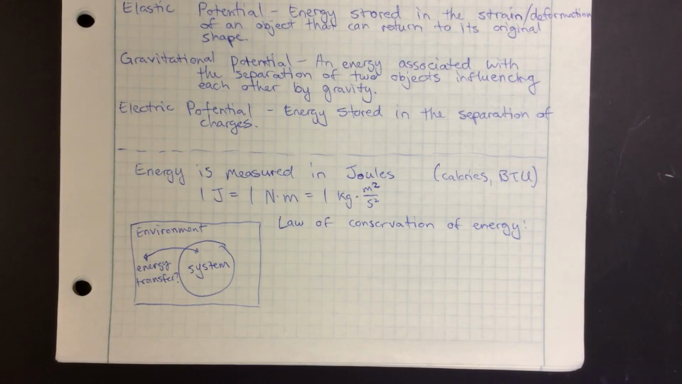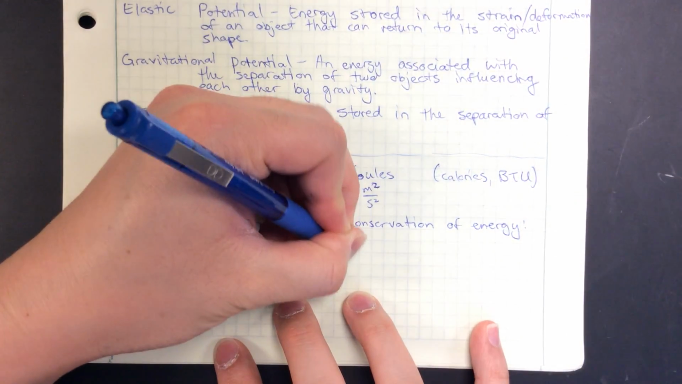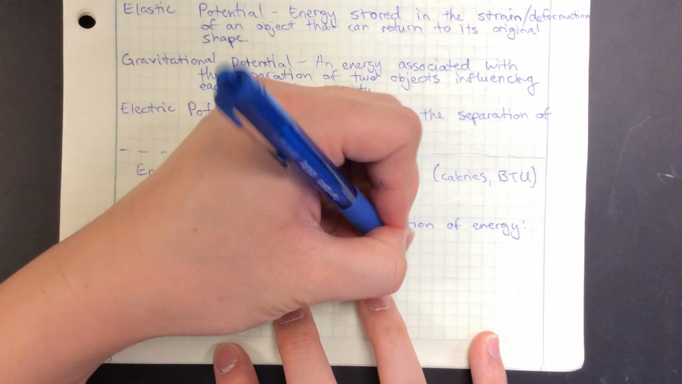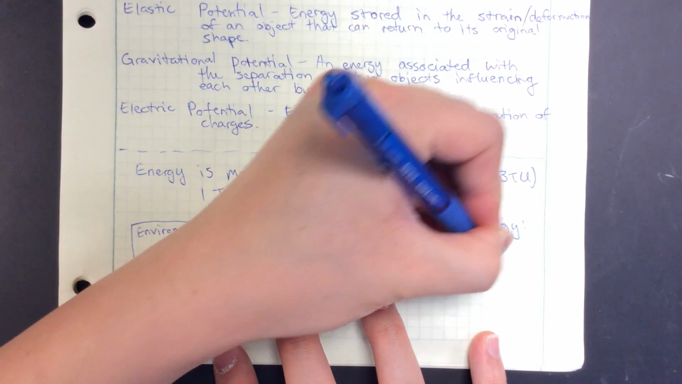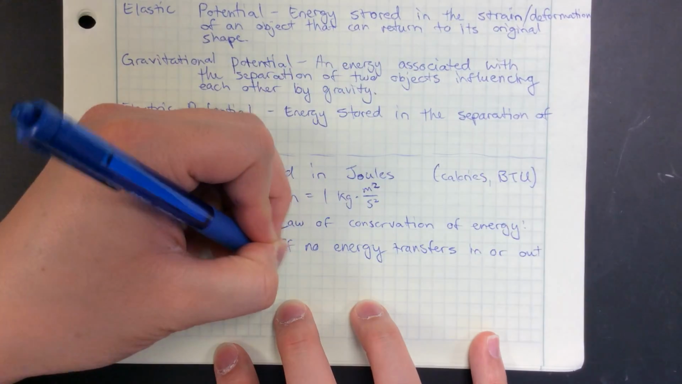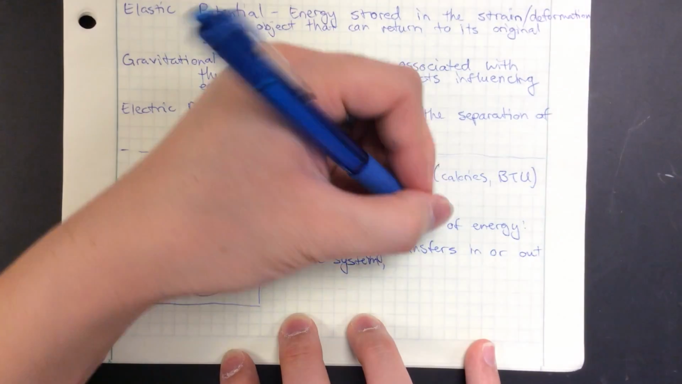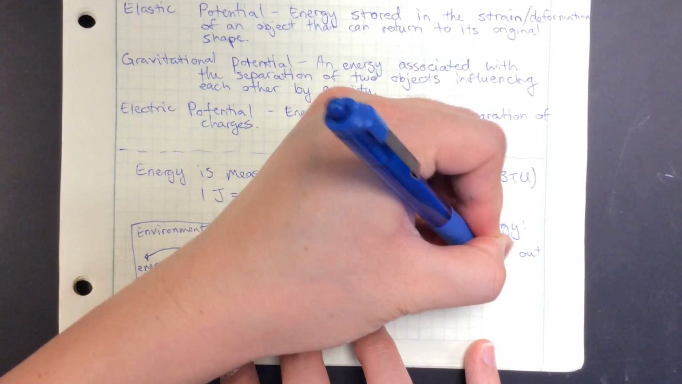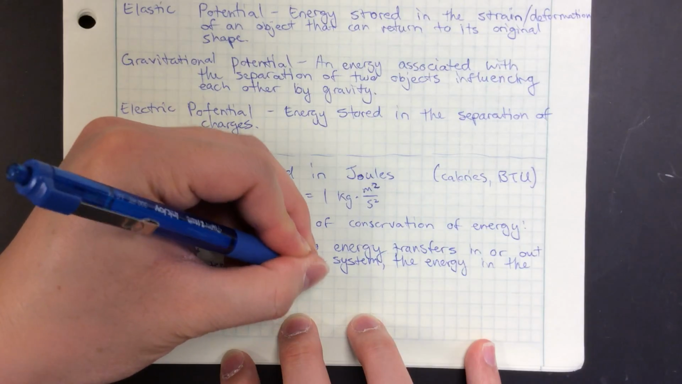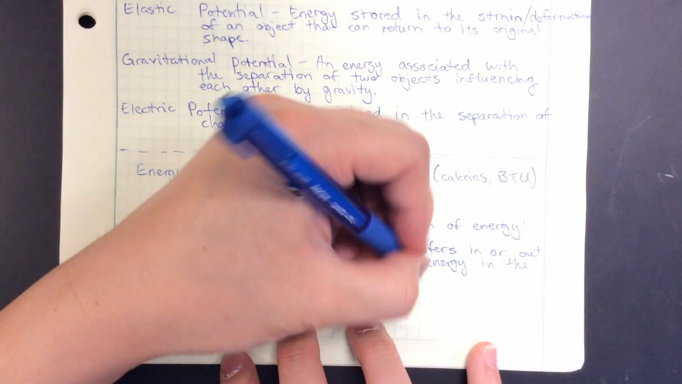Just like with conservation of momentum, we said that if there are no external forces, the momentum of my system should stay the same. It's really the same idea. If there are no external influences of energy, no energy coming in, no energy being taken out, then the energy of my system should stay the same. So, if no energy transfers in or out of the system, the energy in the system must be constant.